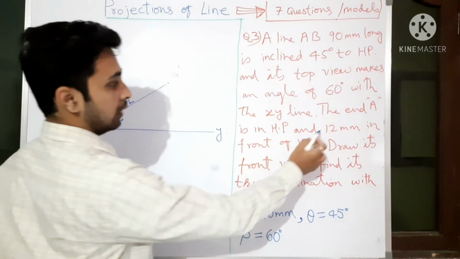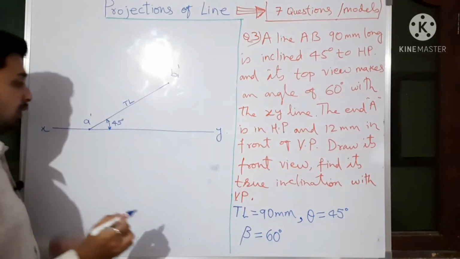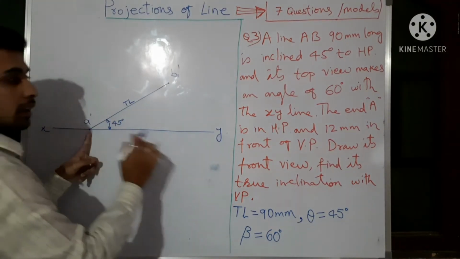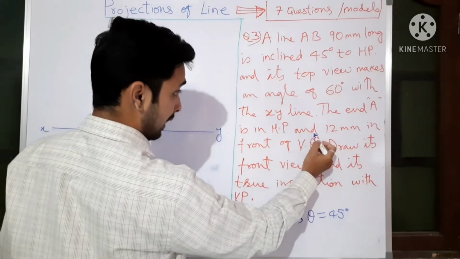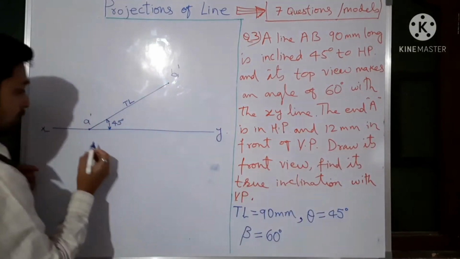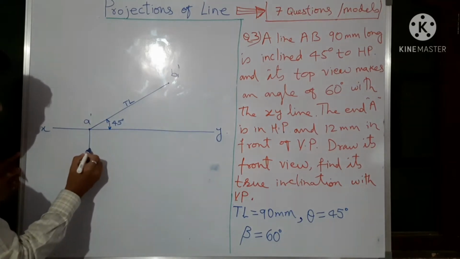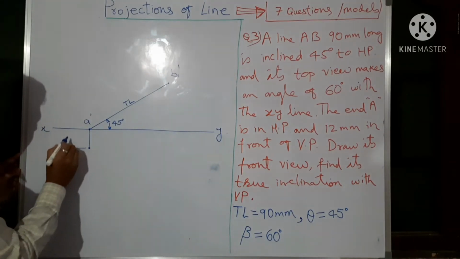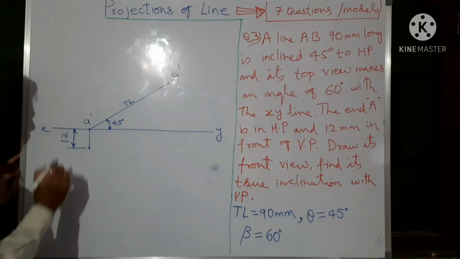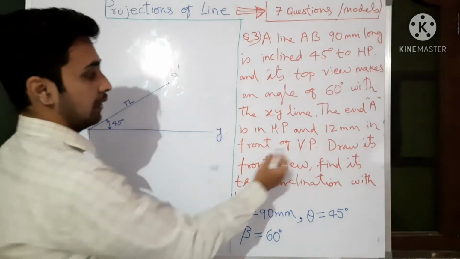Now end A is in HP, so inside HP we have taken, if it is above HP we would have taken a little up. Now the same end A is 12 mm in front of VP, so 12 mm down we should go. In front of VP means below the XY line. How much is it below? 12 mm. Okay, in front of VP.